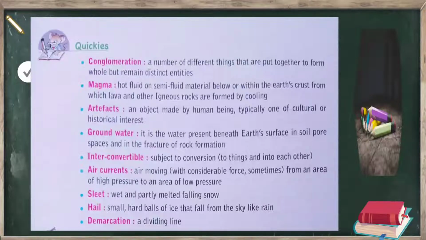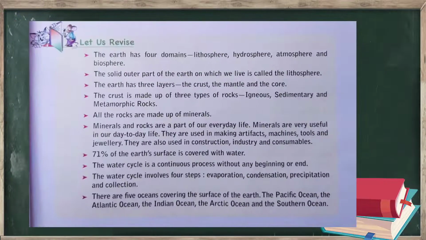Interconvert, subject to conversion. Air currents, air moving from an area of high pressure to an area of low pressure. Sleet, wet or partly melted falling snow. Hail, small hard balls of ice that fall from the sky like rain. Demarcation, a dividing line.